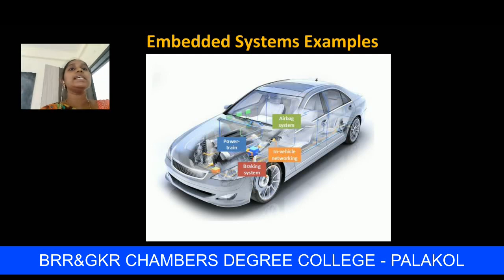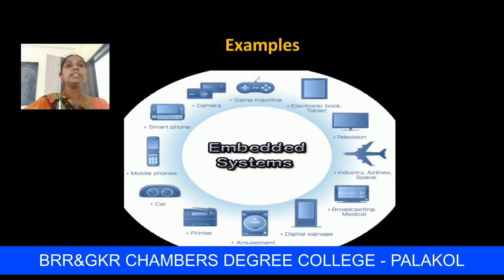Okay, so this is one of the examples of an embedded system, and there are so many examples. These are also some examples: smartphones, cameras, ATM machines, electronic book tablets, televisions, industrial equipment, printers, digital signal broadcasting media, cars, and mobile phones. Those are all examples of embedded systems.